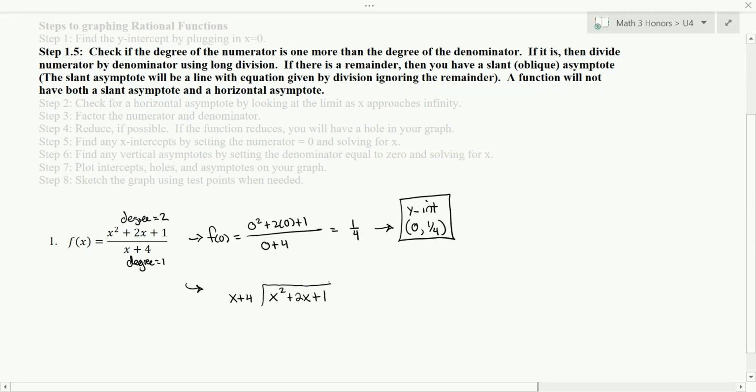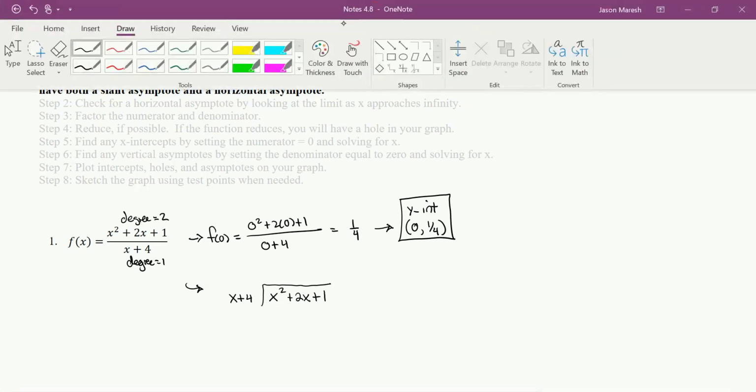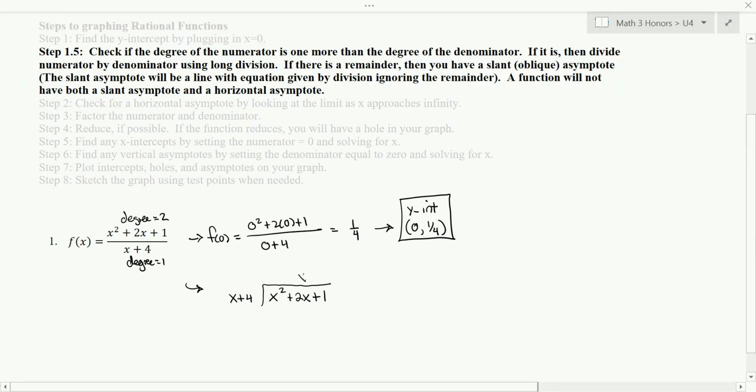Okay, so when we do long division, we look at our first term here, the x and the x squared, and we're asking ourselves, x times what is x squared? Just x. And then we're going to distribute that x. We're going to multiply the x plus 4 times that x and place it right underneath here. So we got an x squared plus 4x.